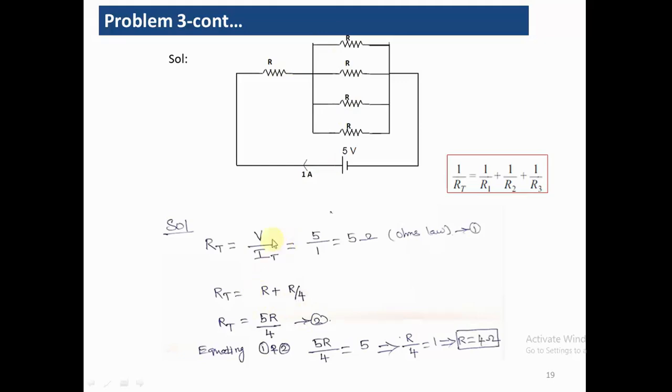So the total resistance is a series combination of this resistance R and R divided by 4. And prior to that, we know one more thing: the total resistance value we can find from the voltage and current, V by I. From Ohm's law, if we substitute, we get 5 ohms. So if we equate in this expression, we get the value of R, because here the total resistance is 5 ohm, and R plus R by 4 is 5R by 4. Equate it, and we get 4 ohms as the final value.